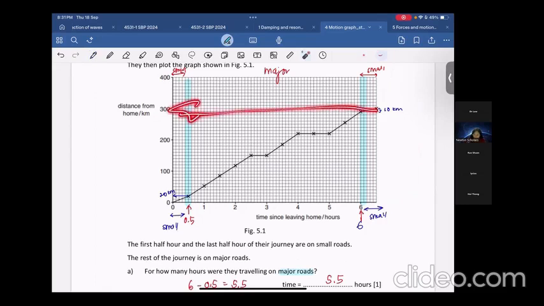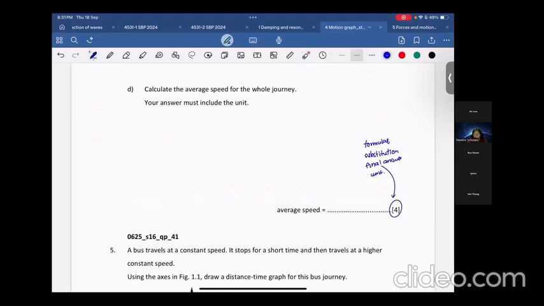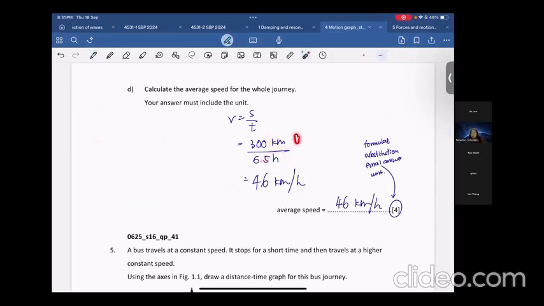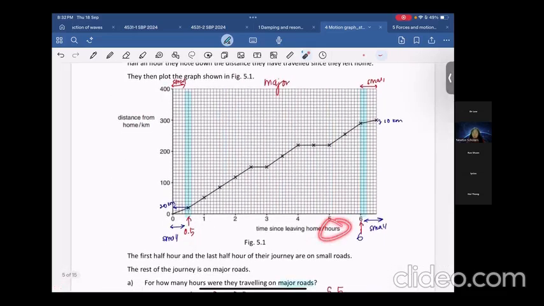Total distance is 300. Total time is 6.5. So for this question, in order to score 4 marks, v equals s over t, total distance divided by total time. So this is 300 kilometers divided by 6.5 hours. So we get 46 kilometers per hour. The unit depends on your graph. It might be in meters per second, so it depends on your question. For our question here it is kilometers and hours, so kilometers per hour.